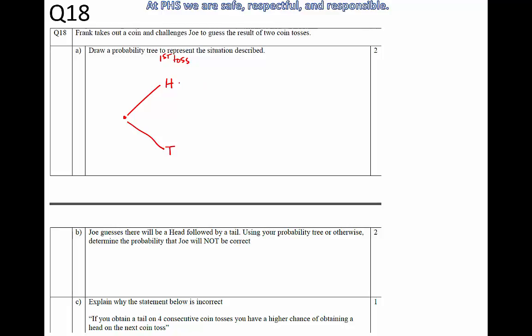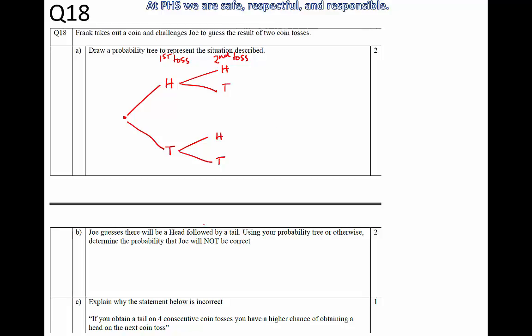Okay, what about the second toss? Well, same thing. We've got a head and a tail, a head and a tail. And this is going to be our second toss. All right, and that's all you had to do.